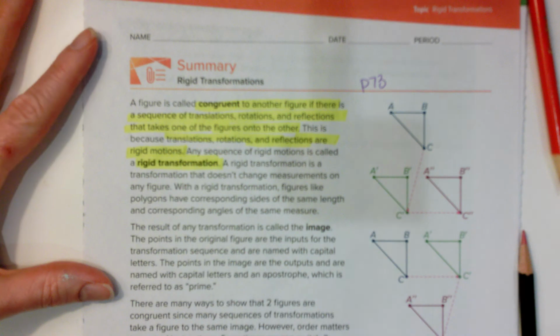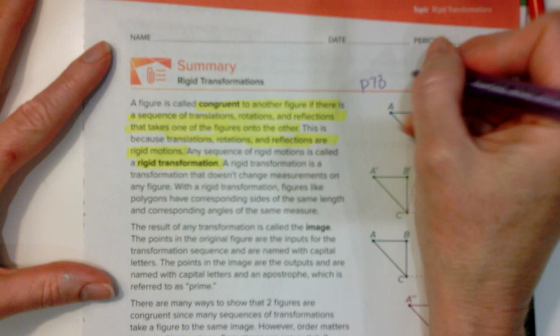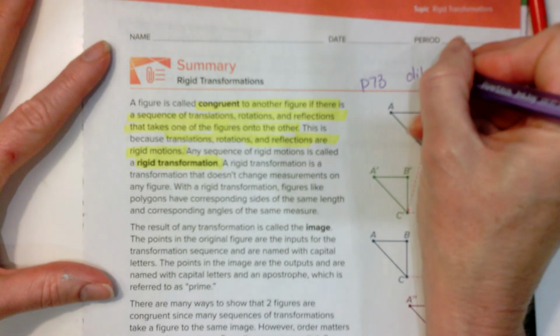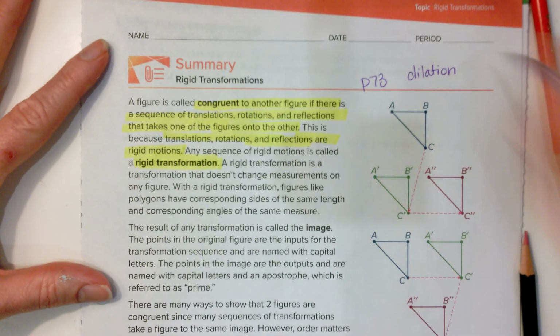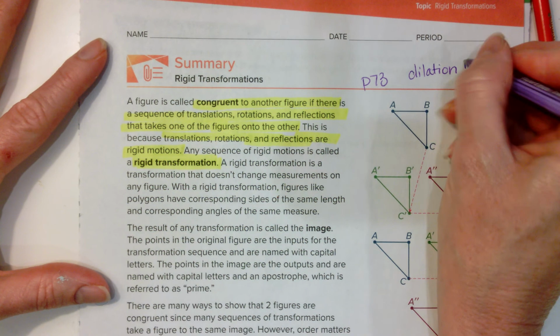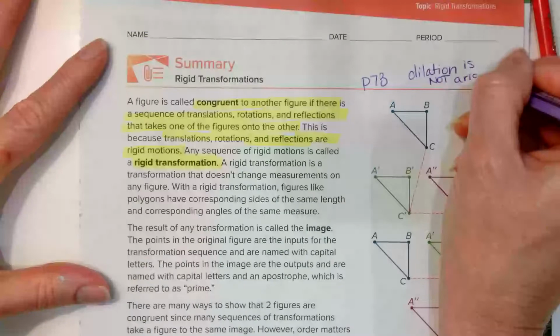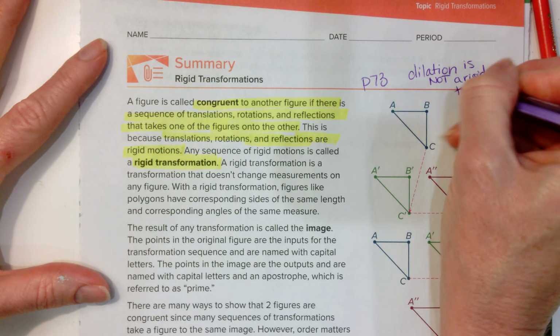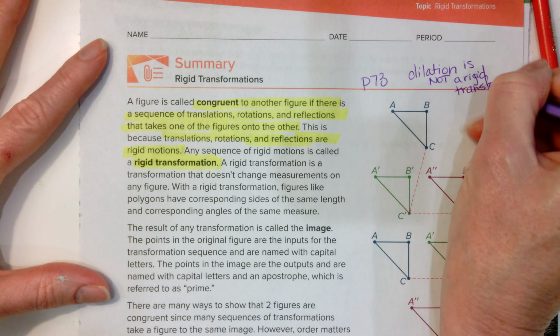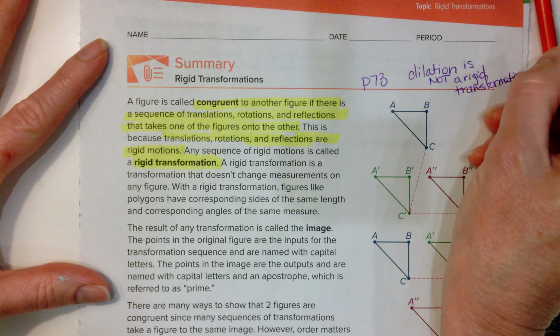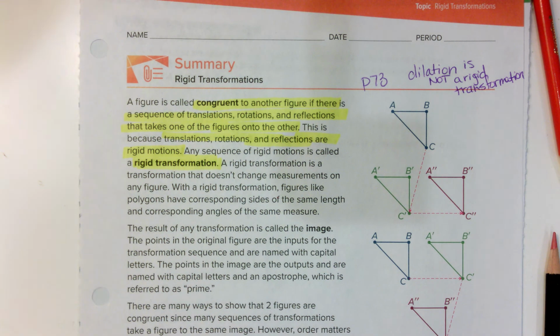These are our rigid motions. This is different than a dilation, which we'll also be talking about this year. A dilation is not a rigid transformation, because it's not fixed. The size is not preserved, and it is not congruent.